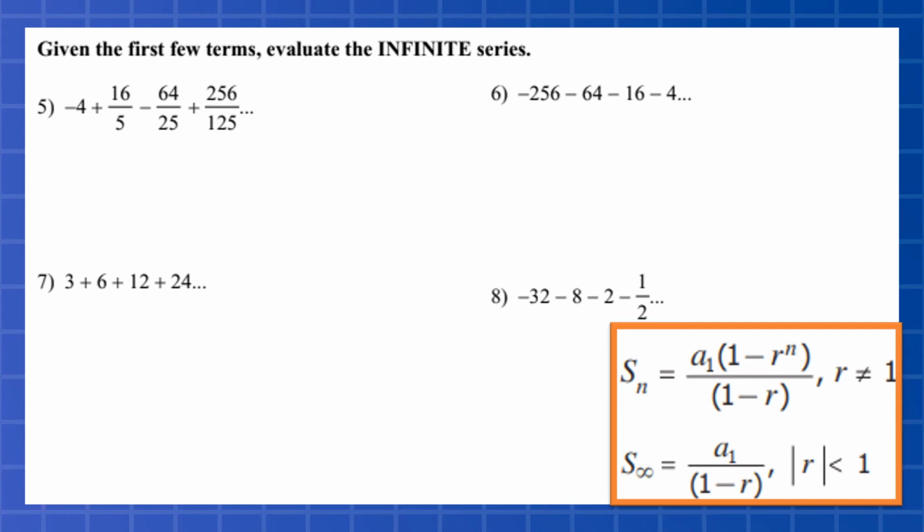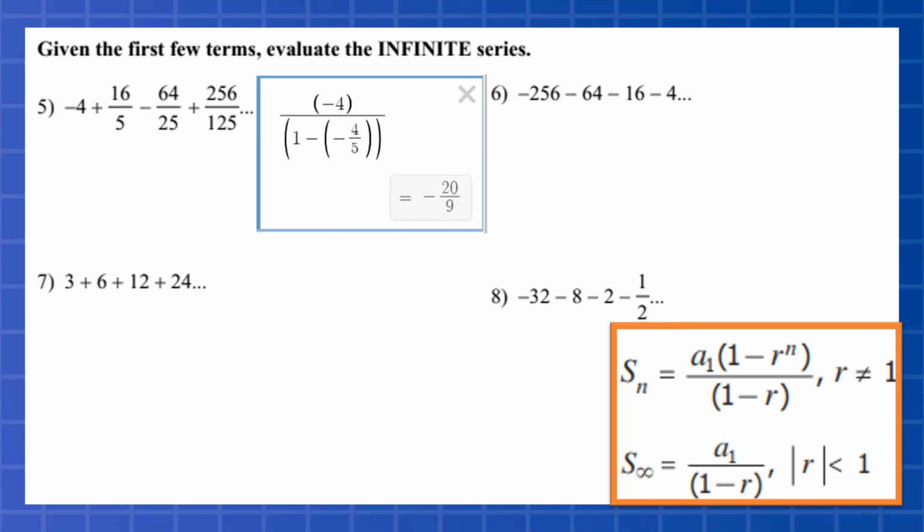So remember, we have to identify what our A1 is. That's going to be the first term in the series. And then we need to figure out what we are multiplying by. In this case, it's going positive, negative, so I know we're multiplying by a negative. And we took -4 and turned it into 16/5. So that means we multiplied by 4 on the top, -4, and then 5 on the bottom. So I'm going to go ahead and put in for my A1, -4, the first term, and for my R, -4/5, because that's what I have to multiply by to get each of the numbers in that series.